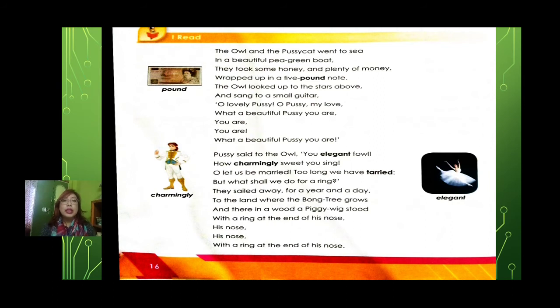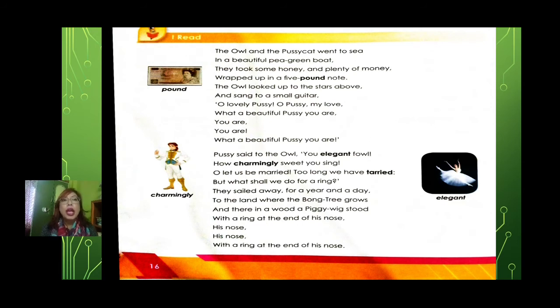Now he's saying that the owl and the pussycat went together to the sea. And when they go to the sea, obviously you need what? You need a boat, right? So they went in a beautiful pea green colored boat. And what did they take with them? They took some honey. They packed some honey and plenty of money, lots of money, and the money was wrapped in a 5 pound note.